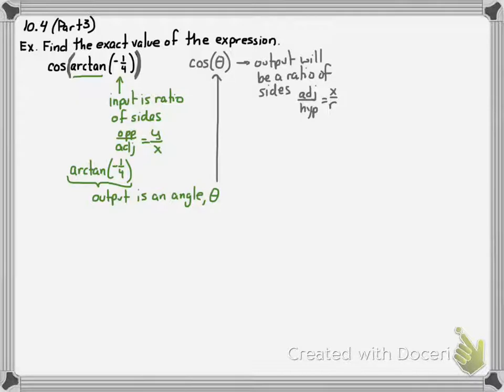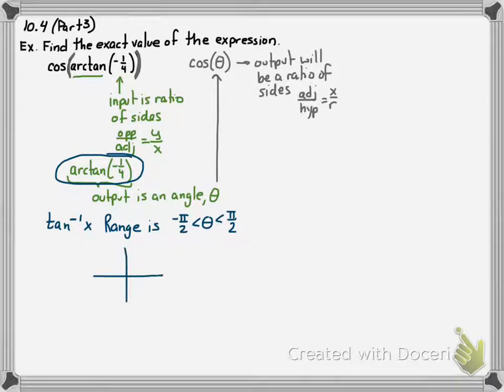Okay, so let's start with evaluating arctangent of -1/4. And our output will be an angle, and our input, the -1/4, is a ratio of sides. Now when I think about the arctangent or inverse tangent function, the inverse tangent function range is -π/2 up to π/2, but not including those two endpoints. So we're looking for an angle somewhere between -π/2 and +π/2.